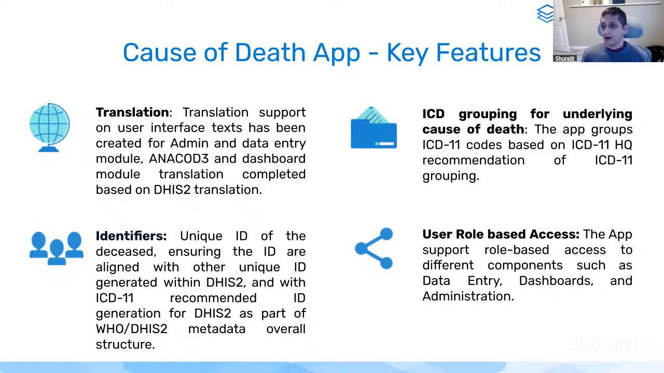We have the automatic grouping of the underlying causes of death by chapters and various other cause groups that allow for various analysis, as you'll see, both directly in DHIS2, on the regular DHIS2 toolset, within the custom dashboards that have been built, as well as within Anacod that is used in a lot of places to analyze this cause of death data. We also allow for the use of unique identifiers.